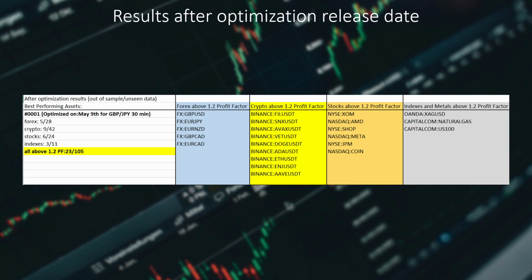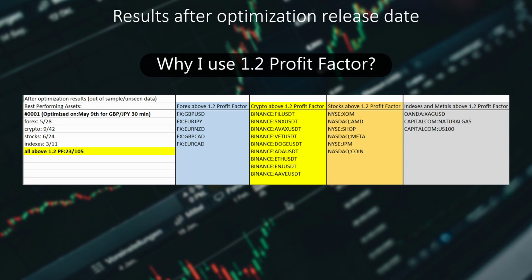This is exactly what I was curious about: whether our optimizations could perform better on other assets or even in other markets. And as it turns out, in some cases it can. And here comes another interesting topic: why I valued the results based on profit factor.